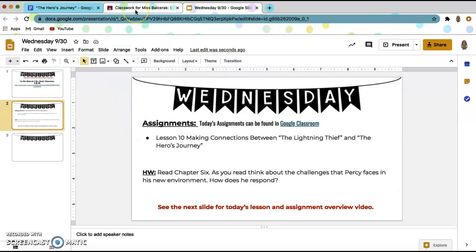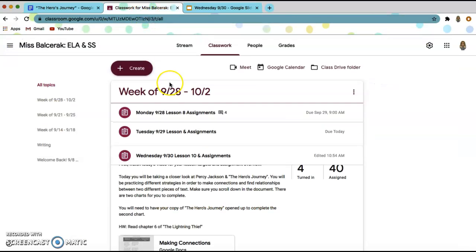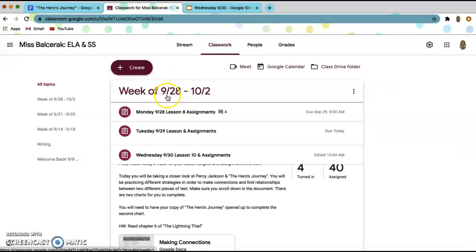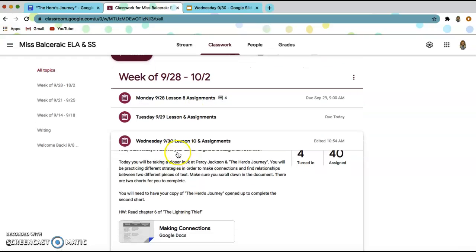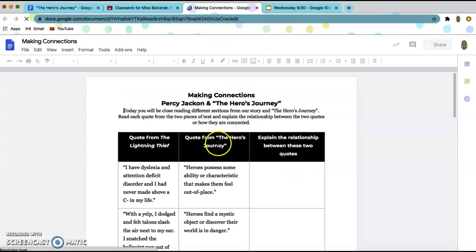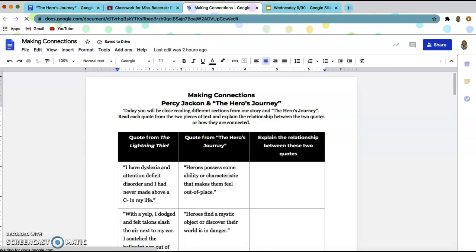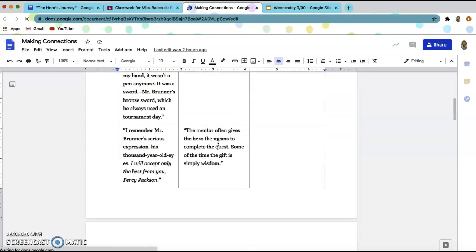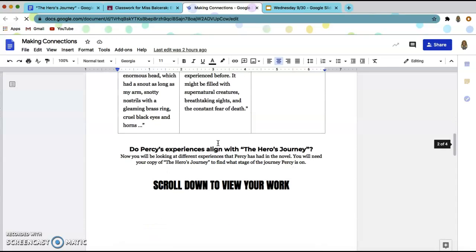So you need to go into Google Classroom. As always, everything is in Google Classroom. We're in the week of September 28th to October 2nd, and you're going to click on Wednesday's assignment, Making Connections, which looks like this. You're going to be working through this chart in close reading both texts of the hero's journey.